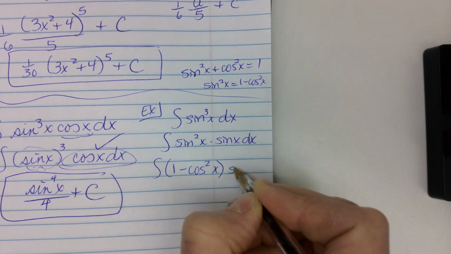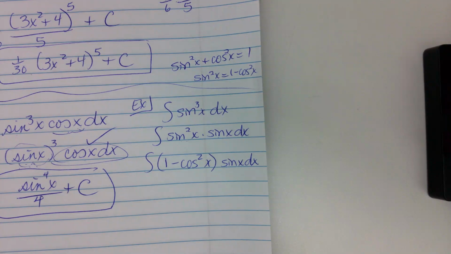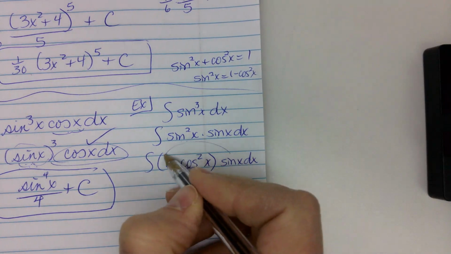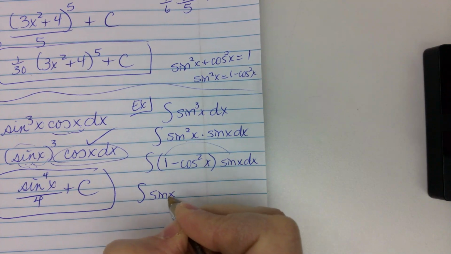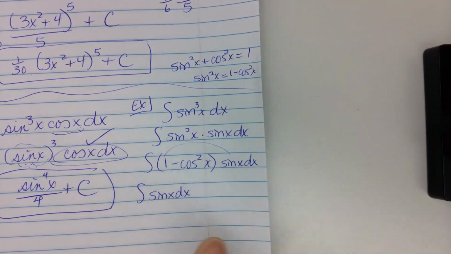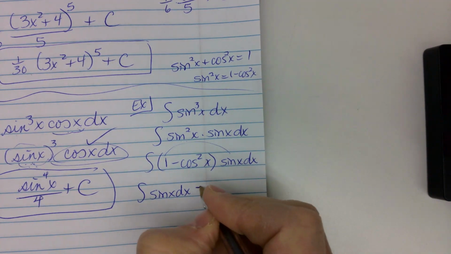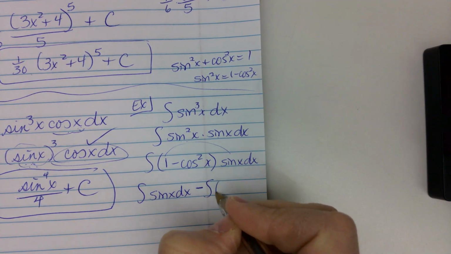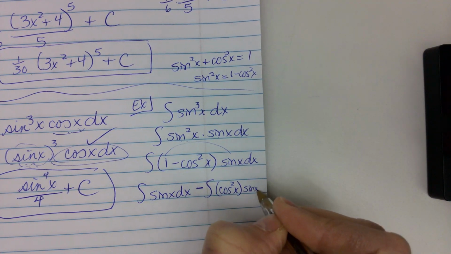Now, I'm actually really close to a workable form. I would probably take the time and distribute, at least in my mind's eye, distribute that and then split it up. Minus integral cosine squared x times sine of x.